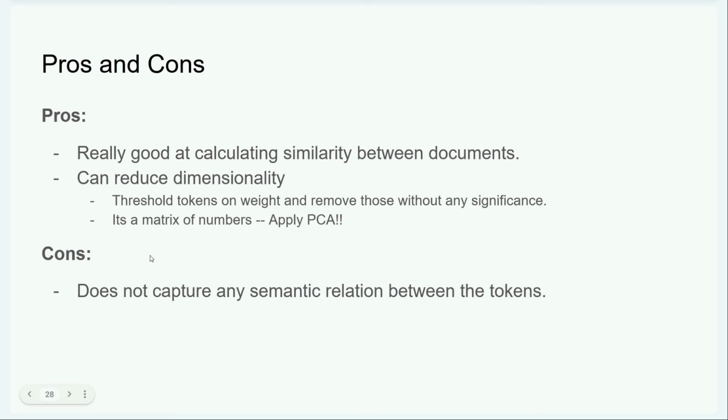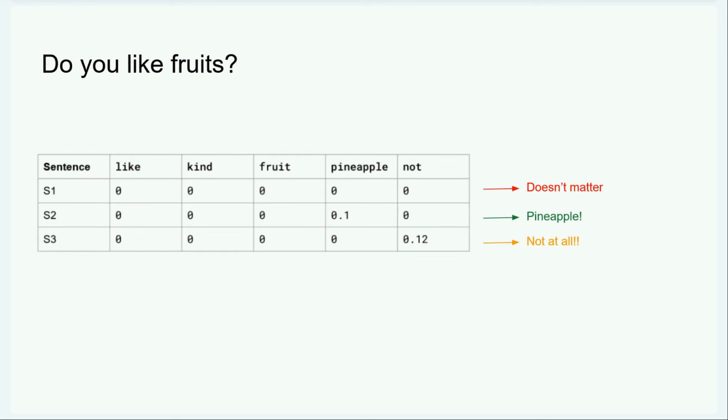There still, however, is one problem that remains unsolved, which is that this is still not capturing any semantic relation between the tokens. So as one hot encoding was agnostic to the placement of the tokens in the sentence, similarly, even TF-IDF is agnostic to the placement of tokens in the sentence.